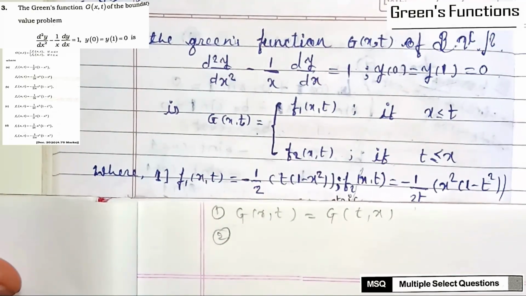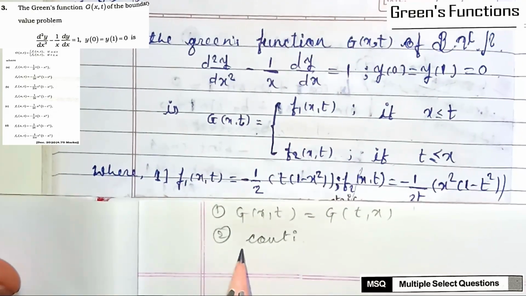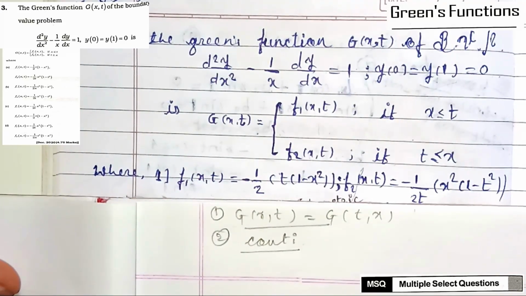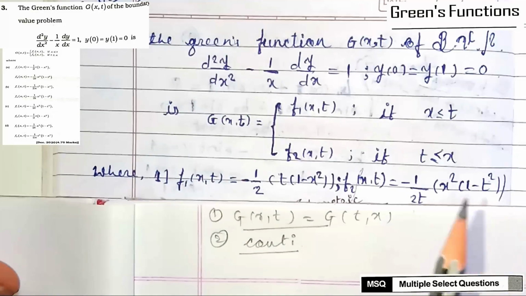This is the first property. Green's function also always needs to be continuous. This is a very important property. Green's function is always continuous, and it is symmetric. You need to know these; there are other properties too, but only these two are very important for today's example.